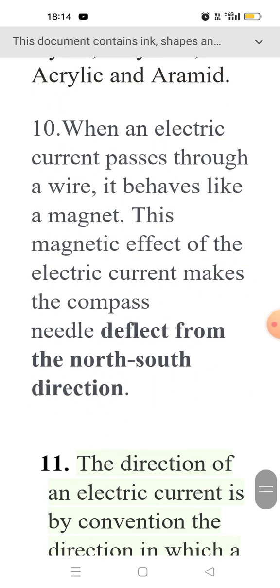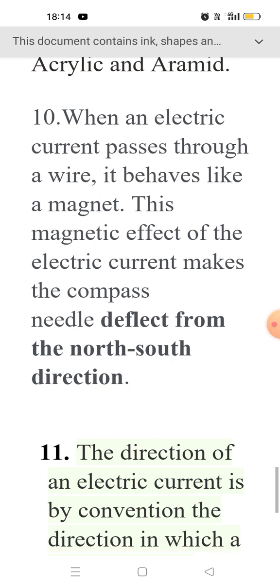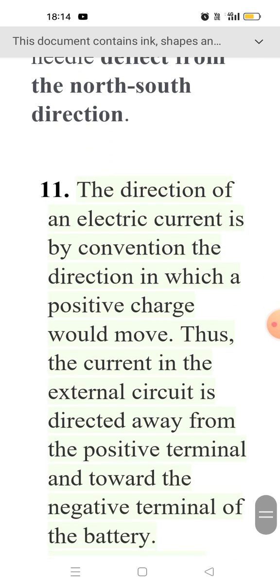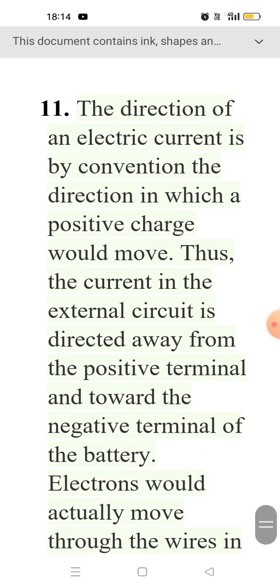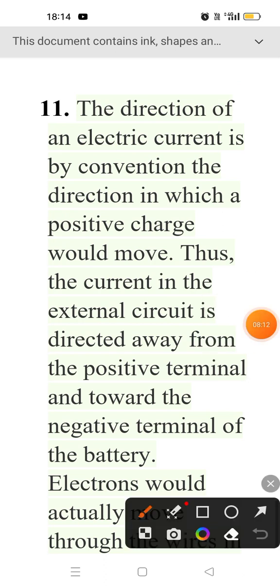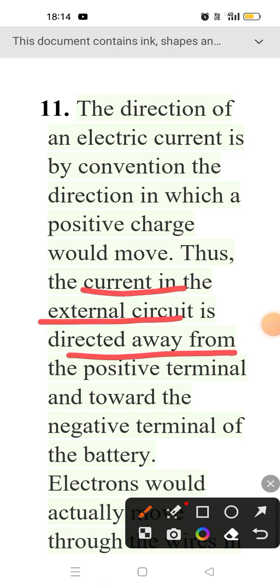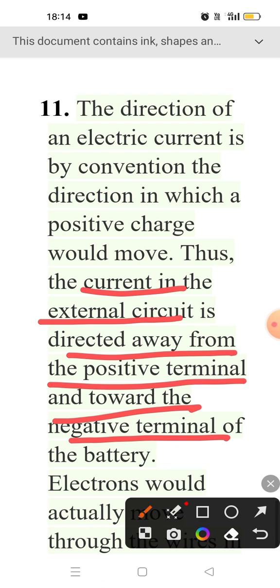Then one more point: it was asked what happens when we pass electric current through a nail. When we pass electric current through a nail, it behaves like a magnet, and we call that magnet an electromagnet. And it starts deflecting from the north south direction. Clear. And one more question is in which direction the electric current is passed. You should always remember that the electric current in the external circuit is directed away from the positive terminal and towards the negative terminal of the battery.